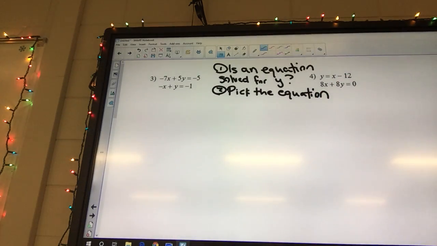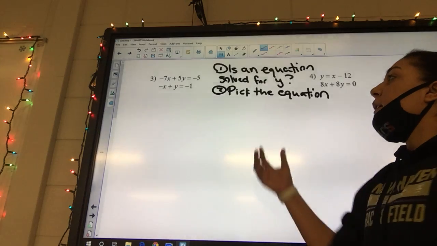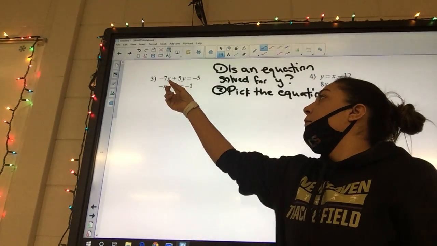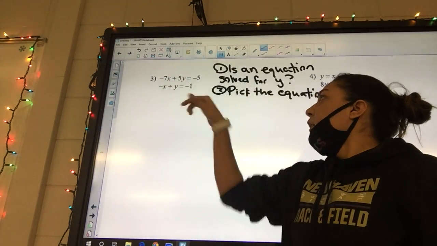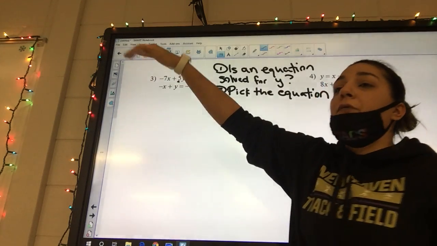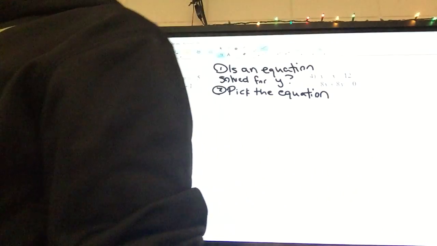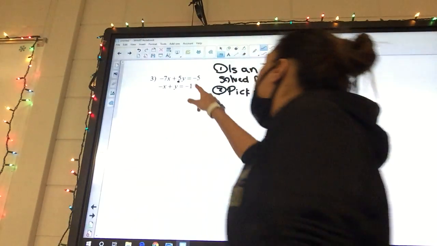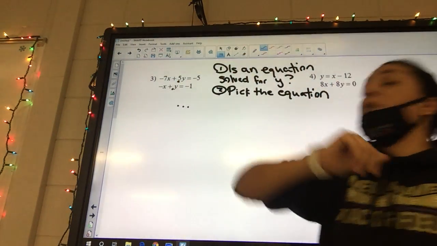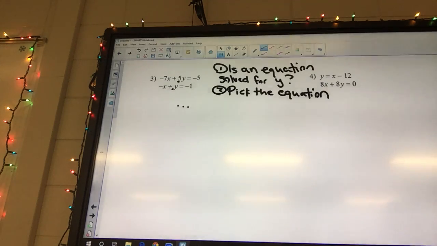Why do you want to use the bottom one? Oh, because it has less y. Okay, you want to pick the equation that has a y with 1. This one has a 5 in front of it, and so we really don't want that one. So we want to use the bottom one. You want to pick the one where the y has the 1 in front of it.